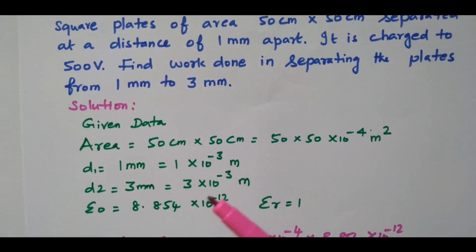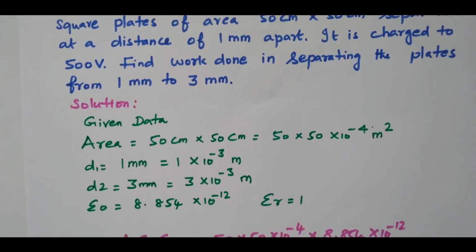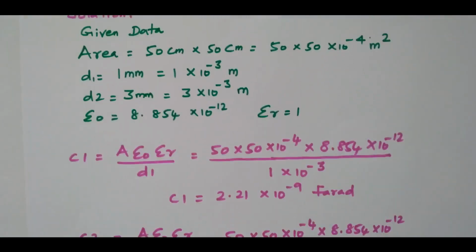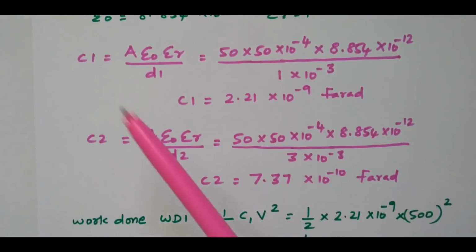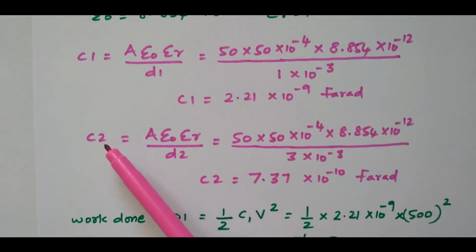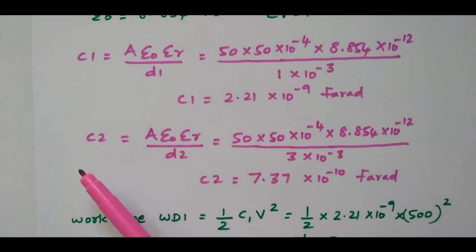What is work done? Half CV square. The V is already available, but the C value is not available. How will you find the C value? By using this data, we can find it. We will take this C1 and C2. If it is 1 millimeter, C1. If it is 3 millimeter, C2. So C1 and C2 are available here. From C1 and C2, we will find the work done, WD1 and WD2. From that, we can find the net work done.